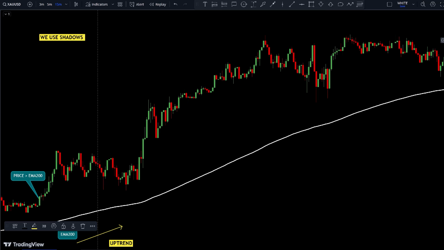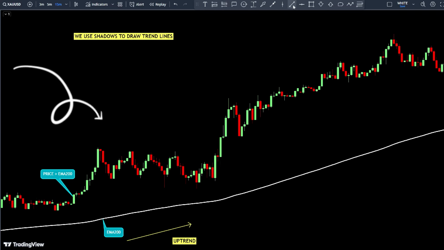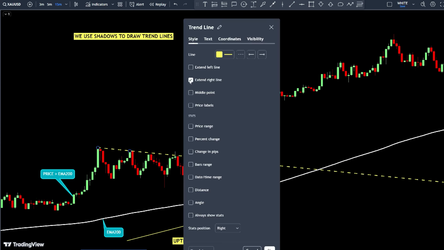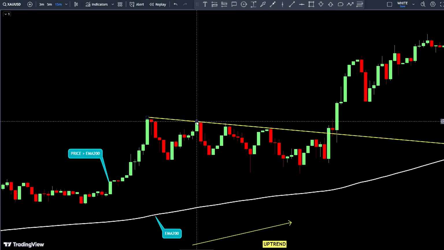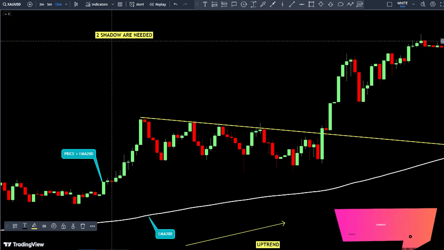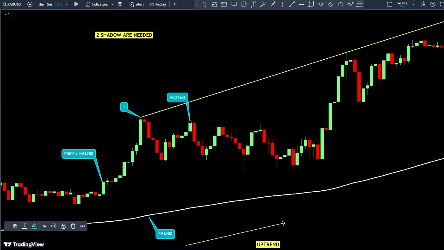I draw my trend lines using the shadows of the candlesticks, also known as the wicks or tails. These shadows represent the highest and lowest points the price reached during the candlestick's formation, not just the open and close prices. To draw our confirmation trend line, we need at least two of those shadow high points. We connect them with a straight line, creating our initial resistance level. Now, this is where things get interesting.